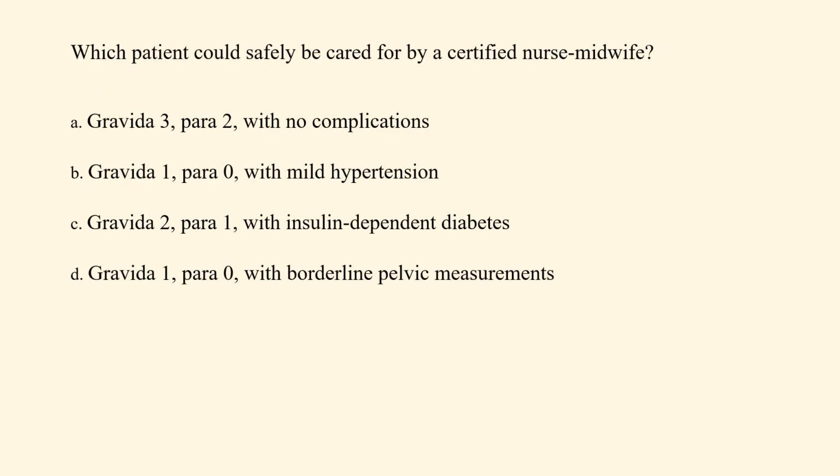Which patient could safely be cared for by a certified nurse midwife? A. Gravida 3, para 2, with no complications. B. Gravida 1, para 0, with mild hypertension. C. Gravida 2, para 1, with insulin-dependent diabetes. D. Gravida 1, para 0, with borderline pelvic measurements.